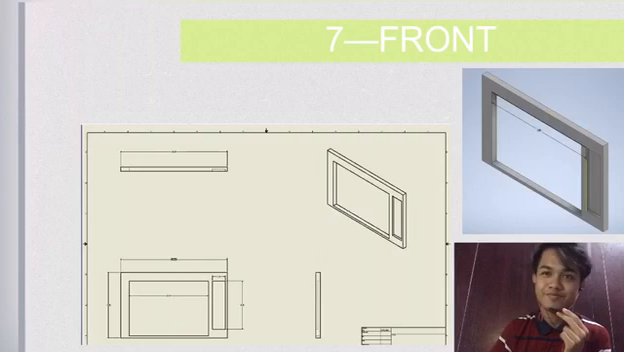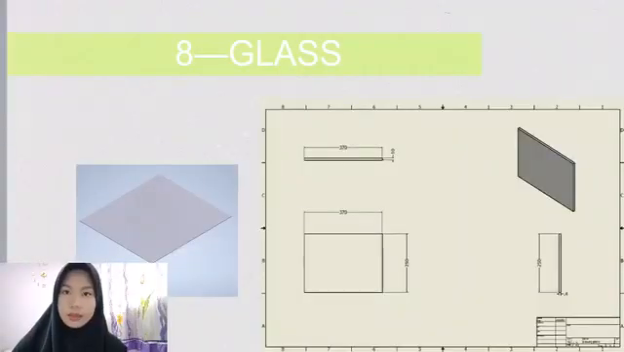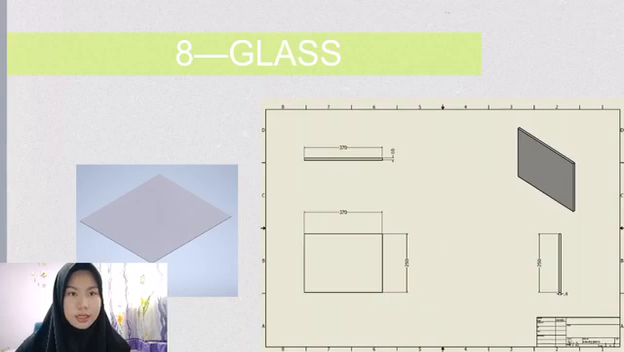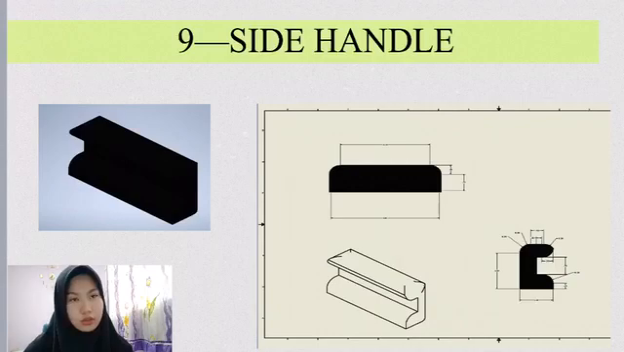Thank you. Next is the glass, which is the oven door. The glass is used to cover the oven and to be seen from the outside. The glass has 370 mm length, 10 mm width, and 250 mm high. The side handle is used to carry the oven. The side handle has 100 mm long, 30 mm width, and 50 mm.